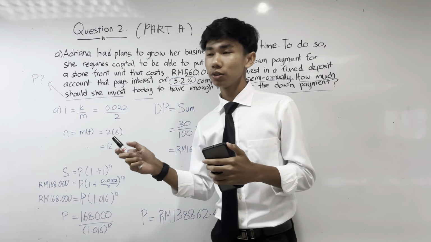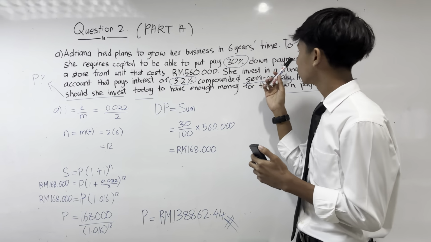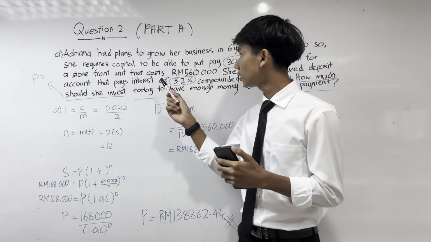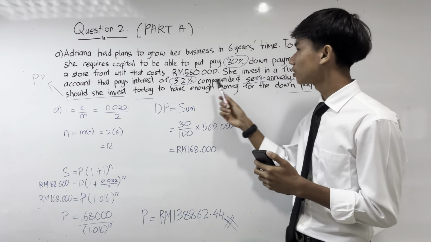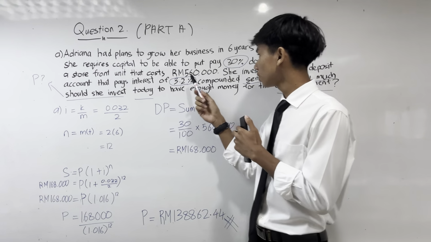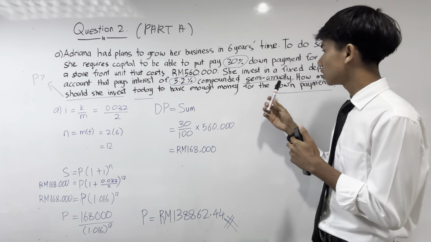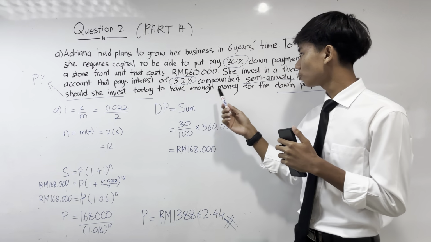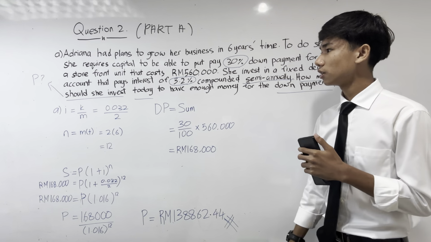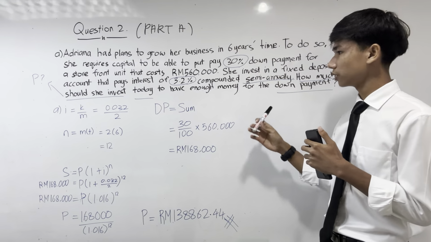Part A, question 2. Adriana had plans to grow her business in 6 years' time. To do so, she requires capital to be able to pay a 30% down payment for a storefront unit that costs RM560,000. She invests in a fixed deposit account that pays interest of 3.2% compounded semi-annually. How much should she invest today to have enough money for the down payment?